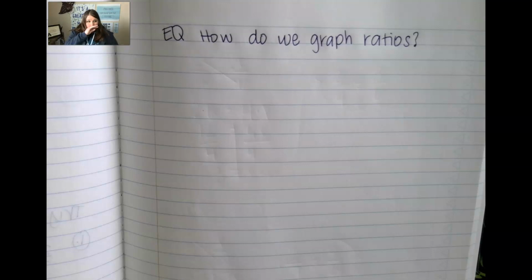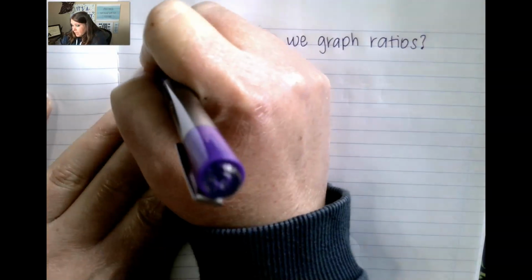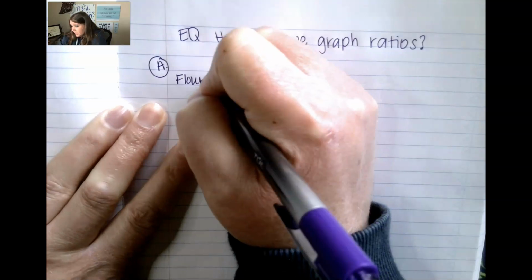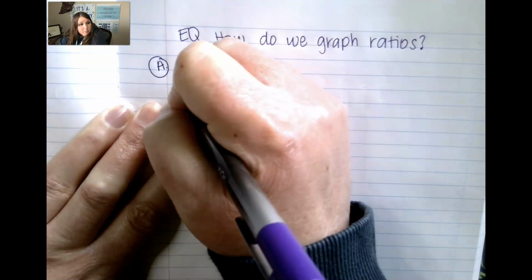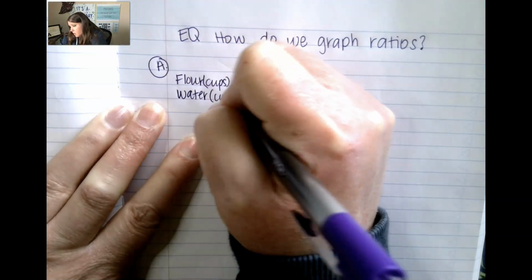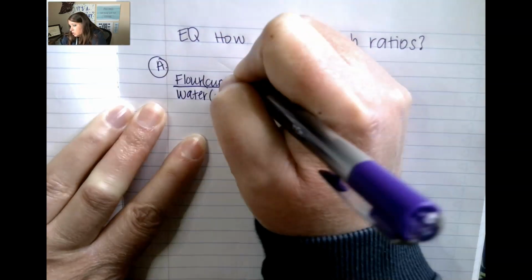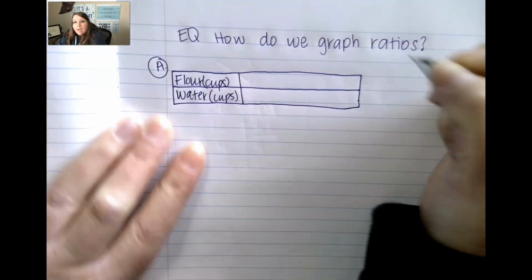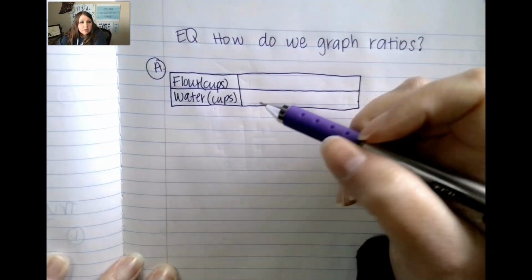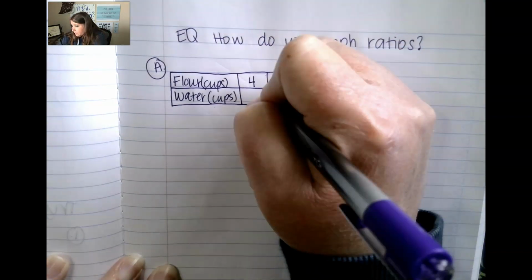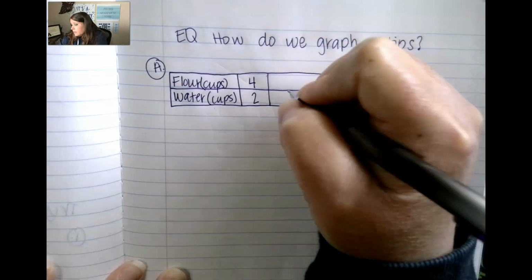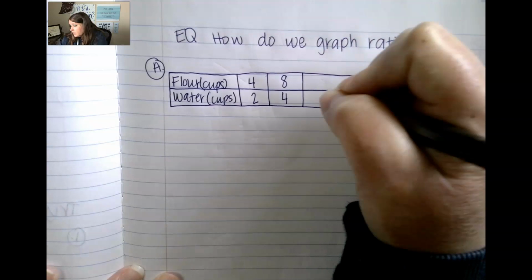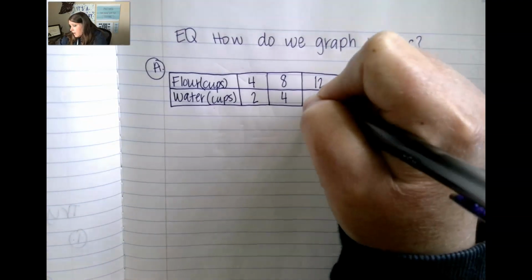So let's say that we have a table, and the table looks like flour versus water, or flour in cups. So cups of flour compared to cups of water. And we want to know, how are these ratios related to one another? We can use a graph to show how these two things are compared. So if I have 4 cups of flour for every 2 cups of water, I have 8 cups of flour for every 4 cups of water. And then last but not least, it says 12 cups for every 6.